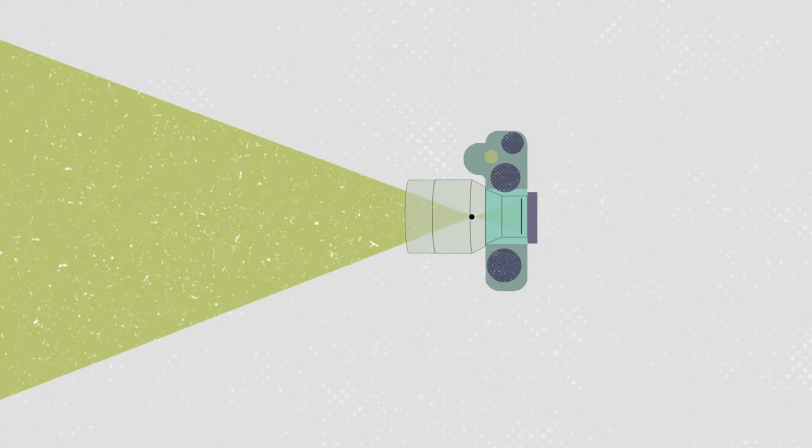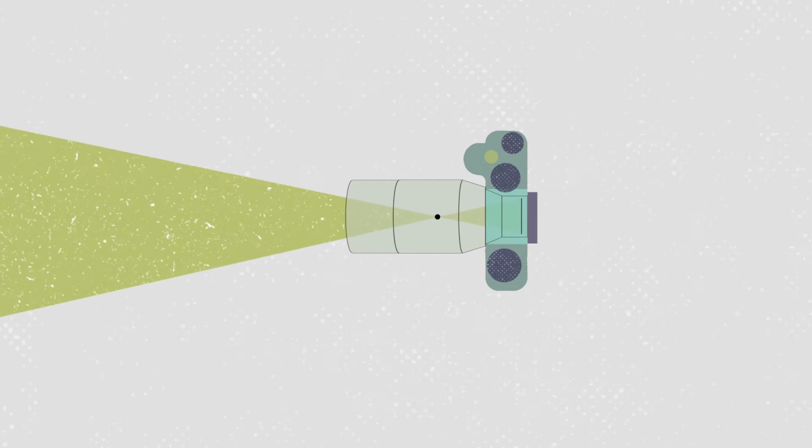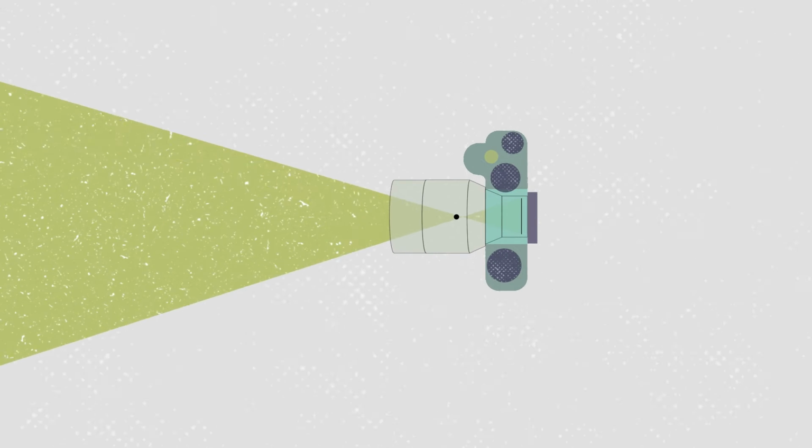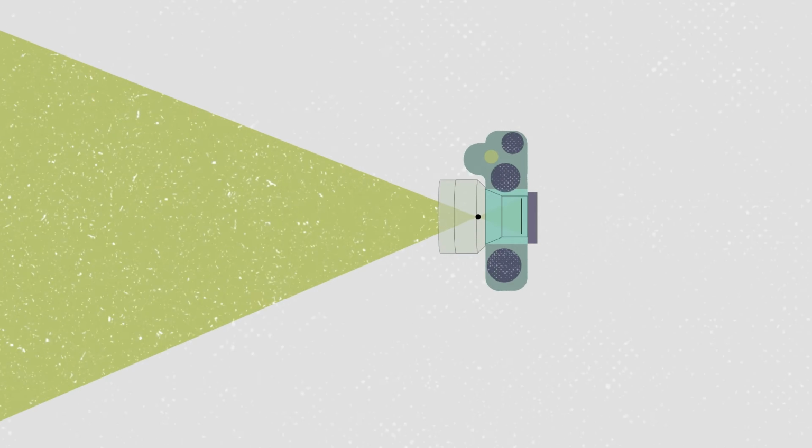The longer the focal length, or higher the number, the narrower the field of view will be. The shorter the focal length, or smaller the number, the wider the field of view will be. Let's take a look at what that looks like.